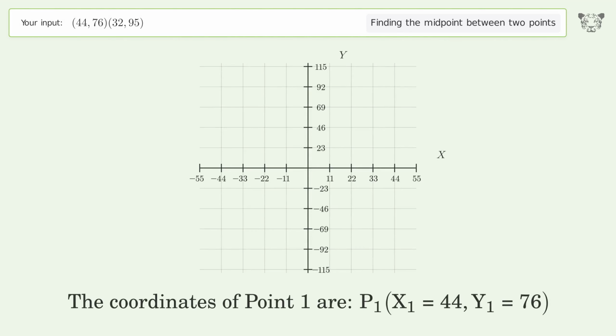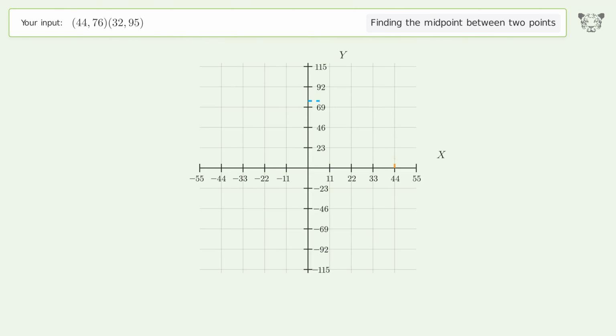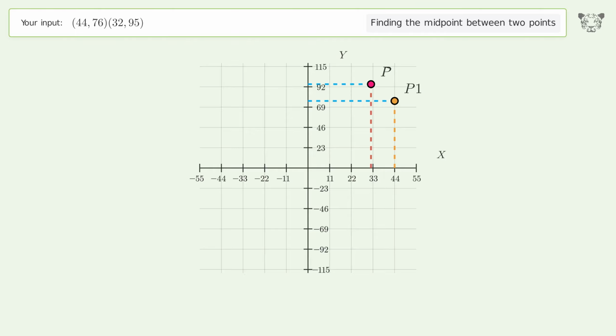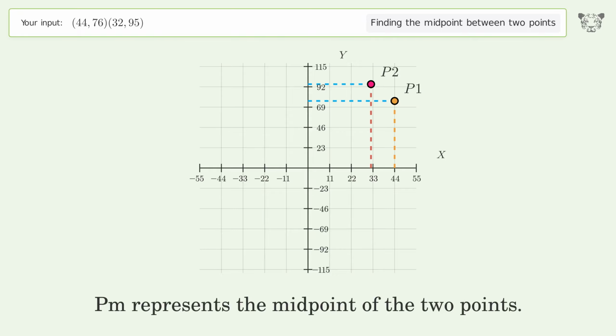The coordinates of point 1 are x1 equals 44, y1 equals 76. The coordinates of point 2 are x2 equals 32, y2 equals 95. PM represents the midpoint of the 2 points.